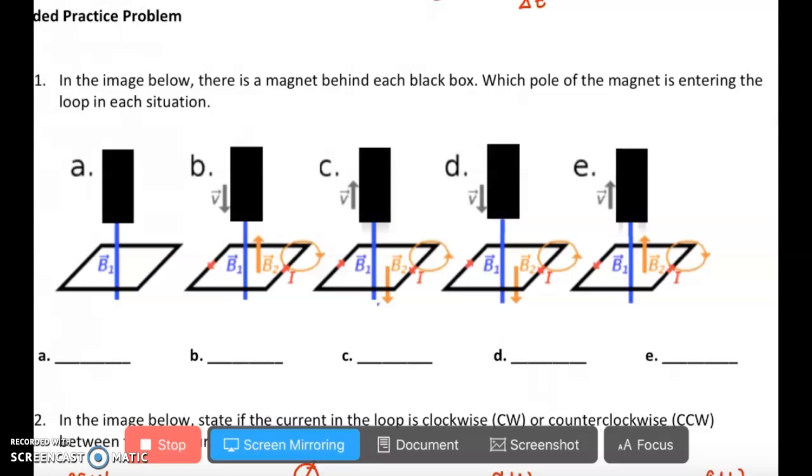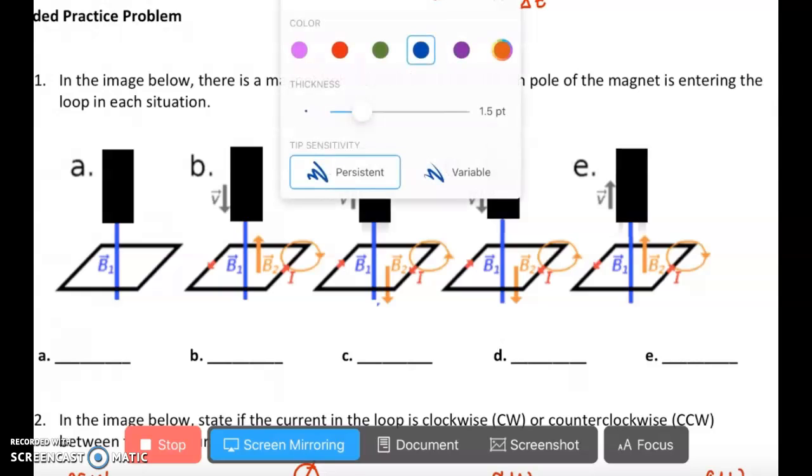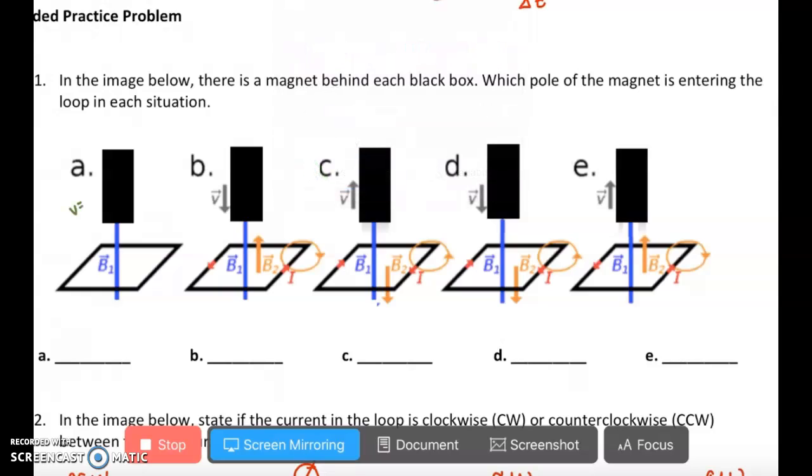So let's try. Part A should be the easiest one because part A doesn't show any velocity, which means that I can assume that this velocity is 0. It's not moving. So if it's not moving, then there's no change. There's nothing for the coil to react to. So I don't really care. This could be a downwards or upwards magnetic field, meaning this could be north or south. There's no way of knowing without more information, but because nothing's changing, I can't know.